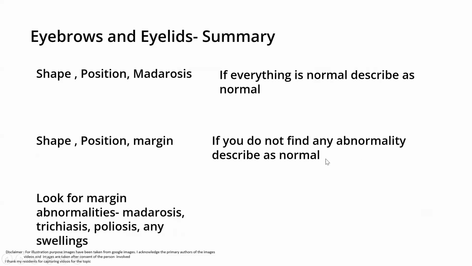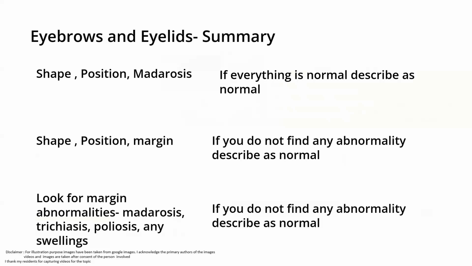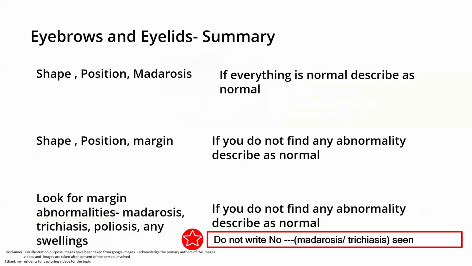You'll also look for the palpebral fissure height. If it is normal, you will say it is normal only. If it is abnormal, you'll mention it. Otherwise, you will describe it as normal. Okay, please do not write no madarosis, no trichiasis, or all those things. Only if you find them, you will write them. Okay, when you find everything is normal, you just write eyebrows and eyelids normal and move on to the next examination.